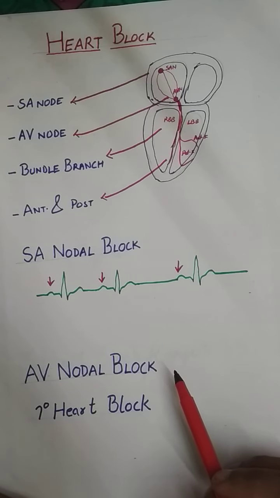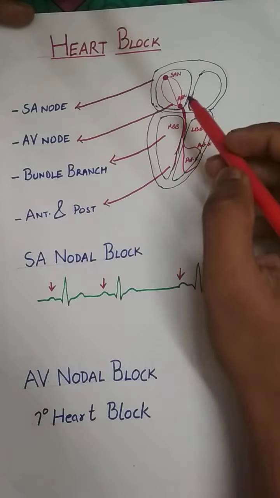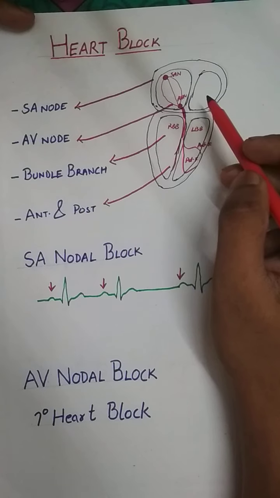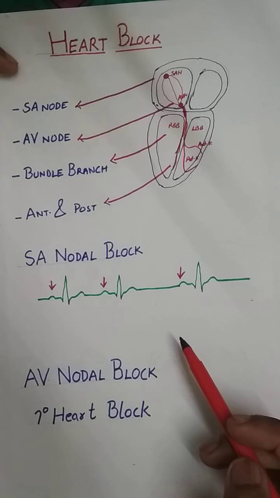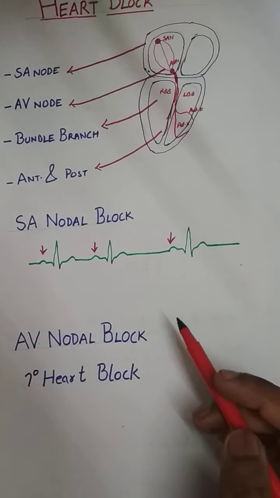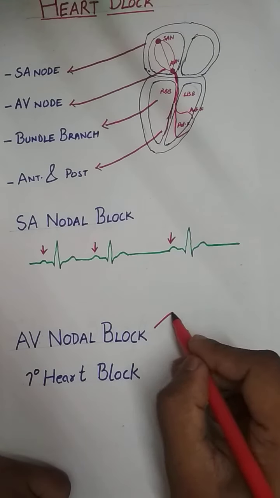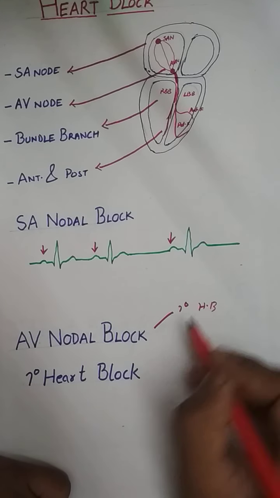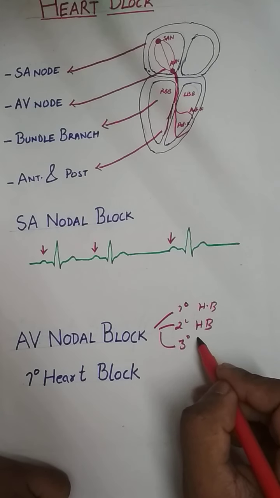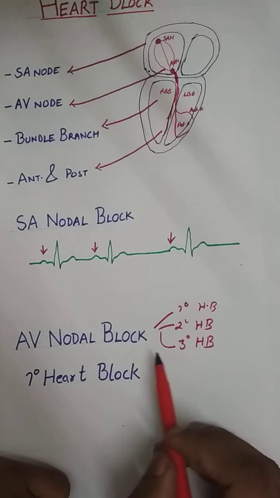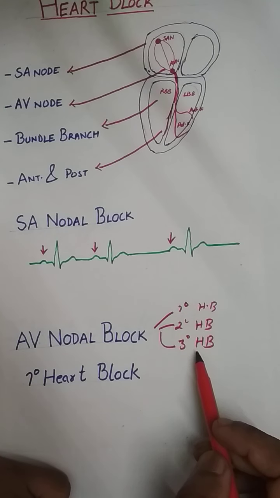Then we are going to the AV nodal block. As we discussed earlier, AV nodal block means there is some obstruction in the conduction of impulse at the level of AV node. The AV nodal block is of three types: first degree heart block, second degree heart block, and third degree heart block.